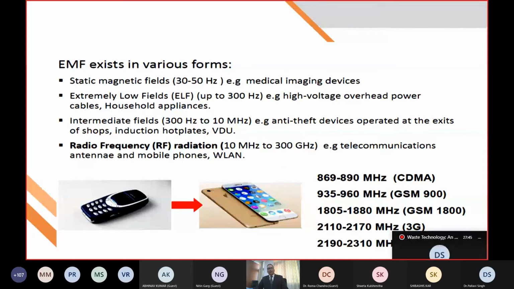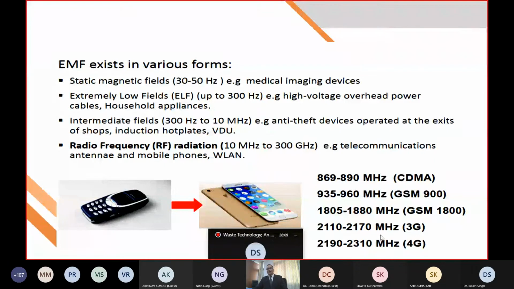Radio frequency, as I said, is 10 megahertz to 300 gigahertz. And as I said, the 1 gigahertz source is our mobile, so it comes in the RF frequency. There are a number of mobile service providers, and they use different frequency ranges. In fact, area-wise the frequencies are different. In India we have GSM. Some countries have CDMA. Some countries have different frequency ranges.